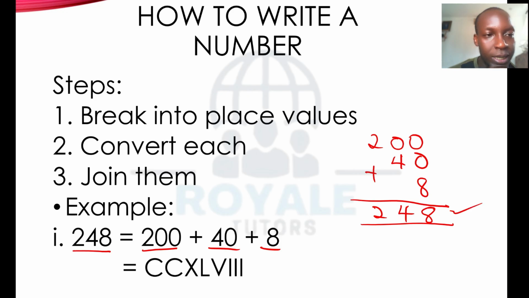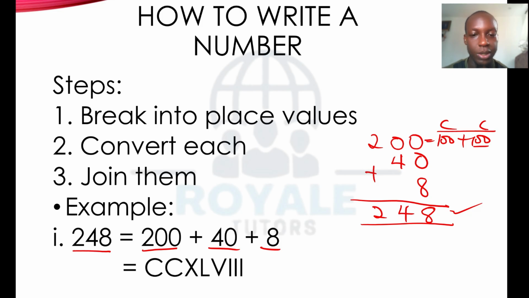I already know how to write our number system. I displayed that in the earlier slide on how to write 200 in terms of 100. We know that 200 is 100 plus 100, and another 100 is C, and another 100 is also C. So by the time we bring them together, that's how we got CC. Then 40 is XL. Then 8 is VIII. 200 is CC. 40 is XL. 8 is VIII.